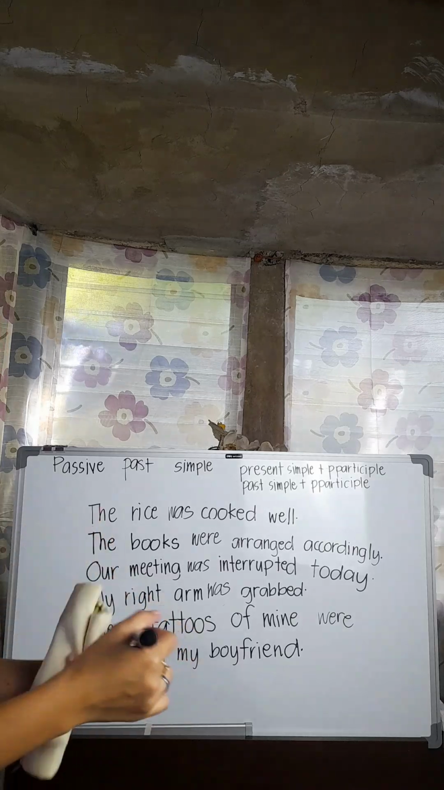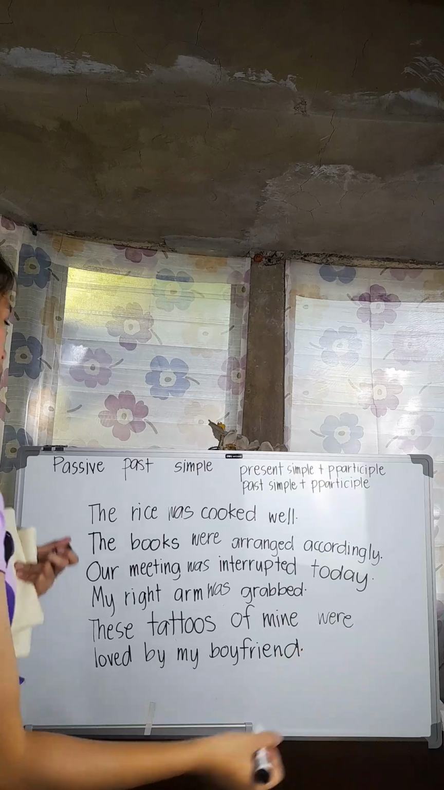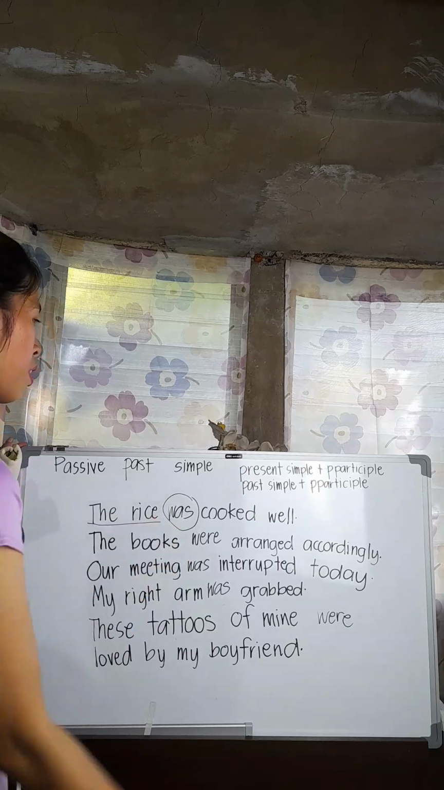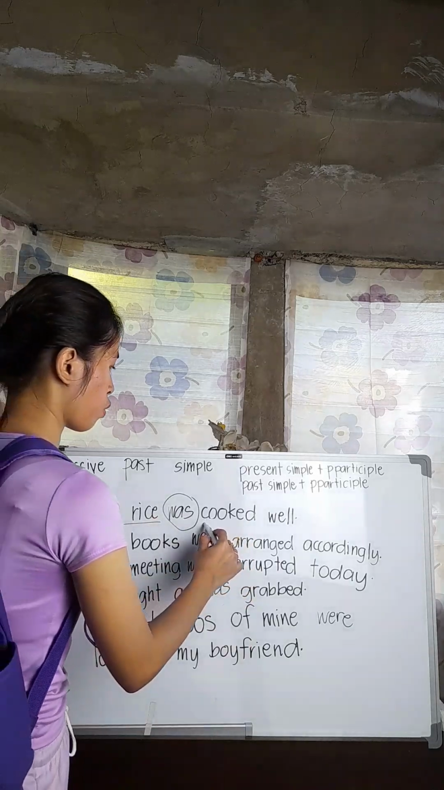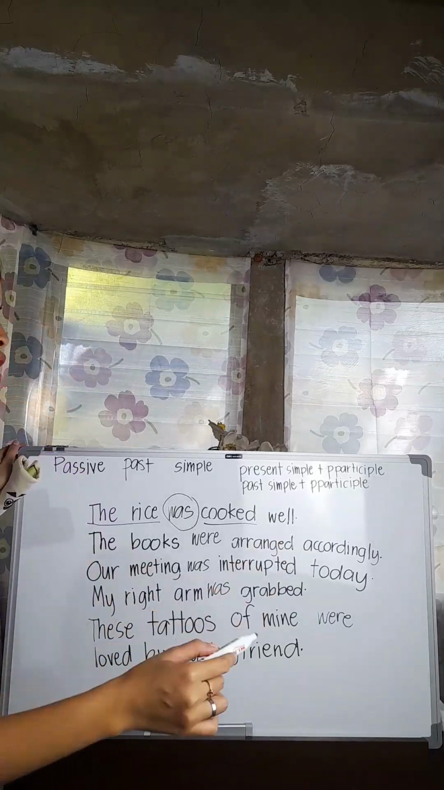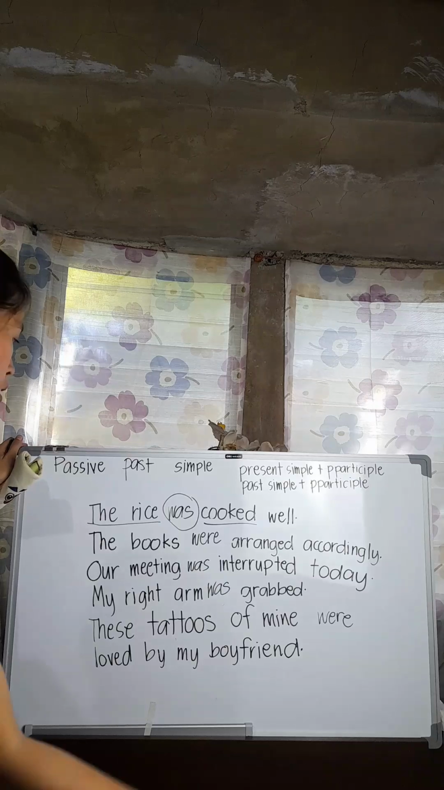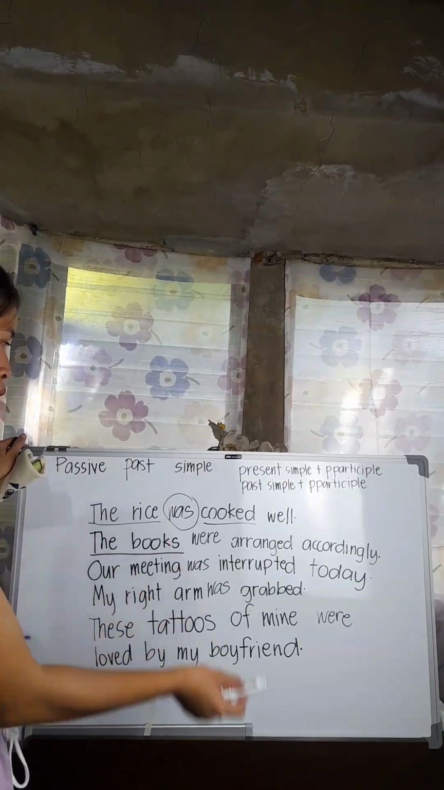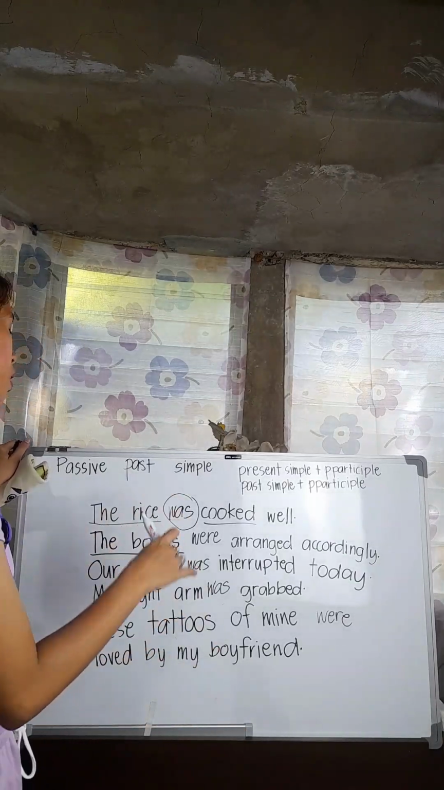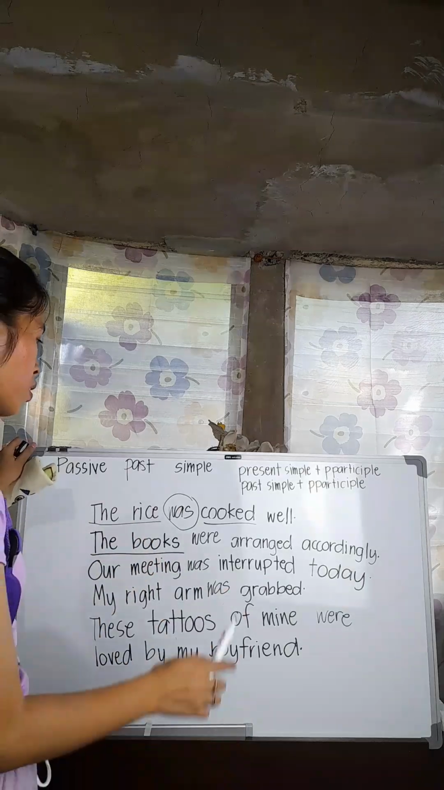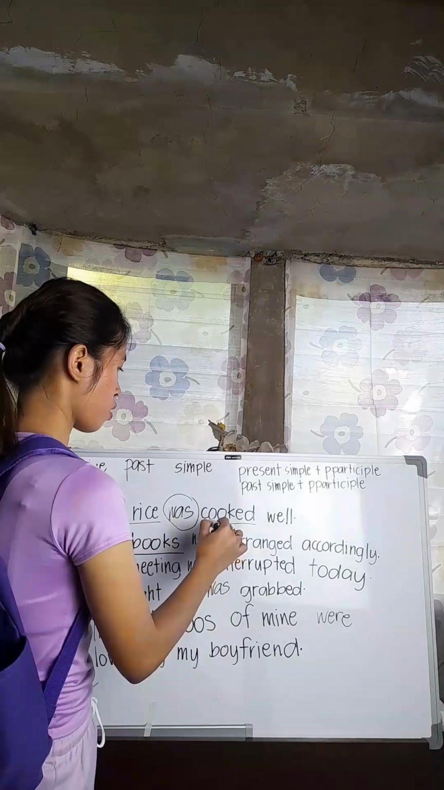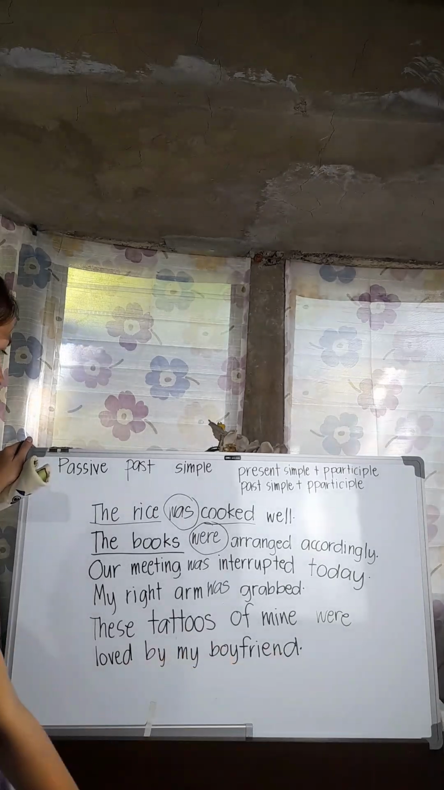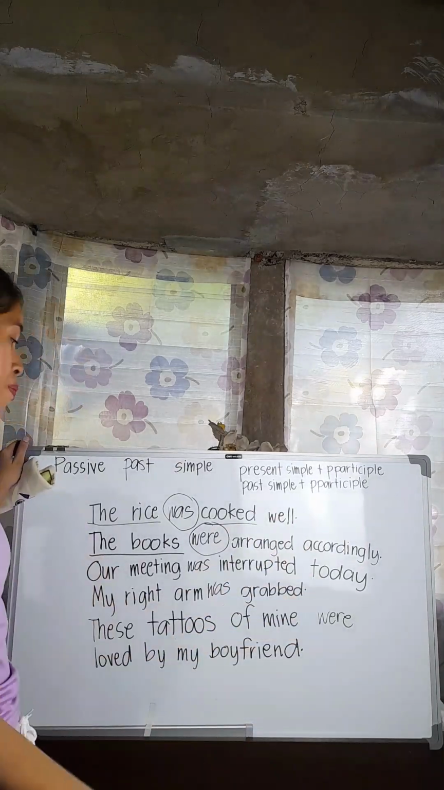The rice was cooked well. The past simple here is was, the subject, the rice. And for the past participle, cooked. The books were arranged accordingly. The subject is plural, the books. Since the subject is plural, we will need this word, were, as the past simple. Arranged as the past participle.